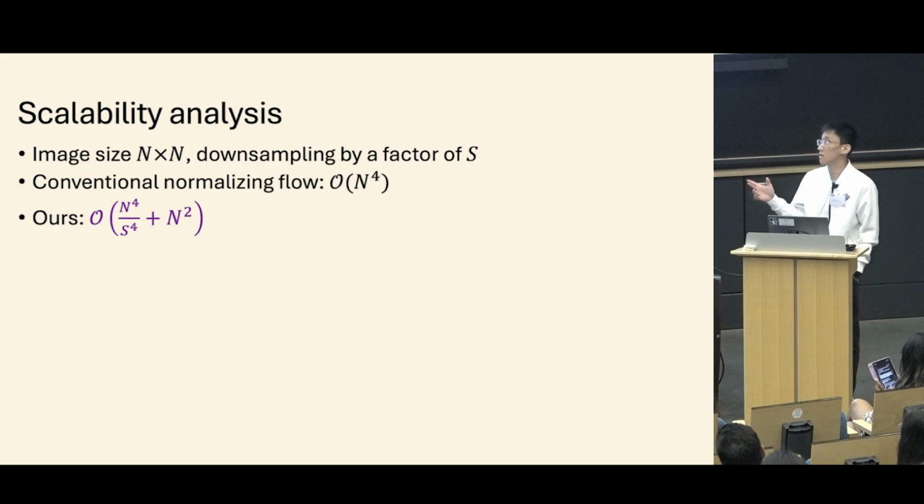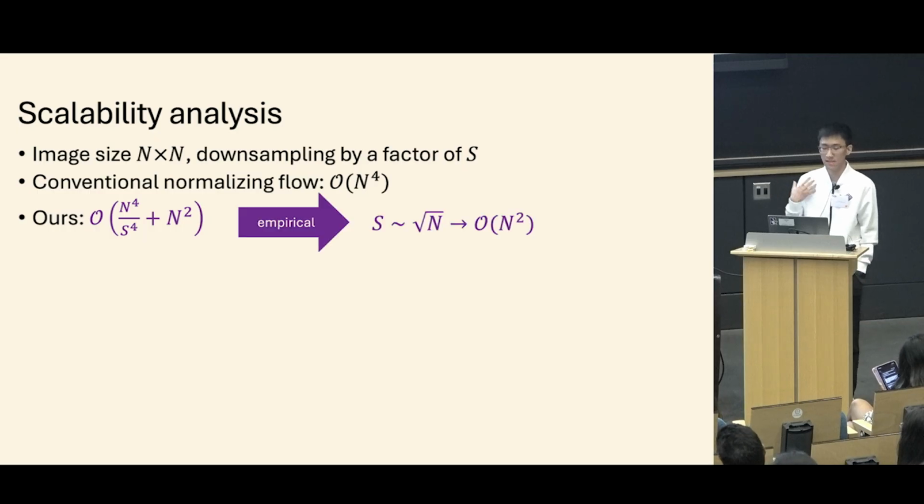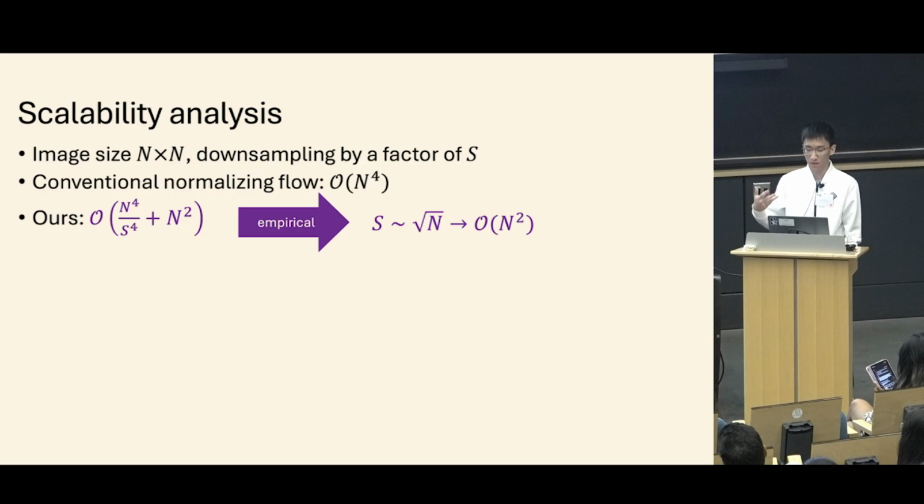So the first term is coming from the normalizing flow network, and the second term is coming from the neural field encoder. And we empirically observed that if you pick a downsampling factor that is proportional to the square root of n, you will get an overall network size of O(n) squared while preserving your posterior accuracy. However, we don't have a good theoretical analysis on what is the optimal downsampling factor for the pixel shuffling transform, and we will leave this to future work.